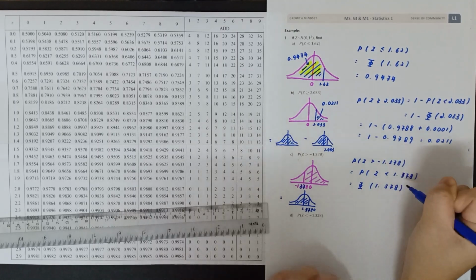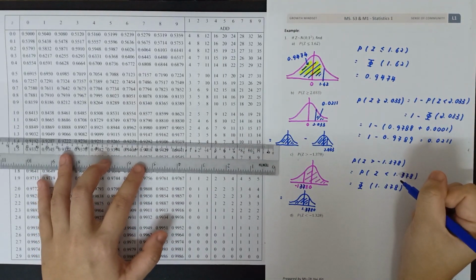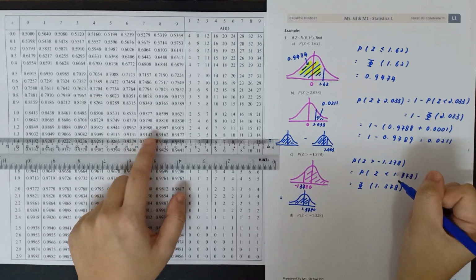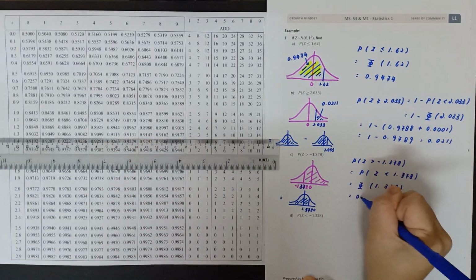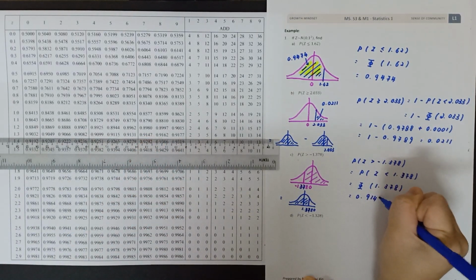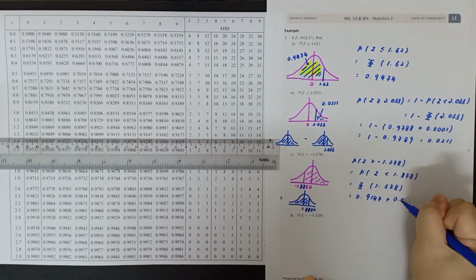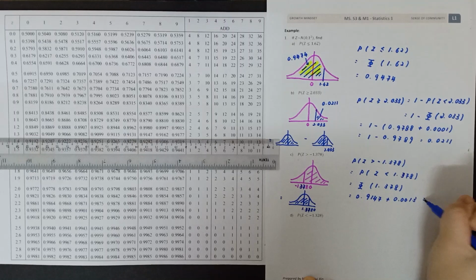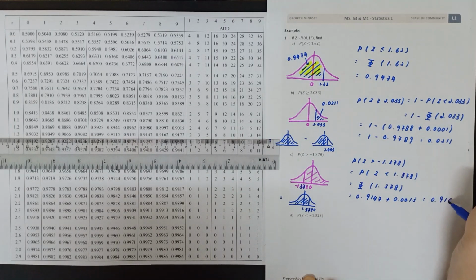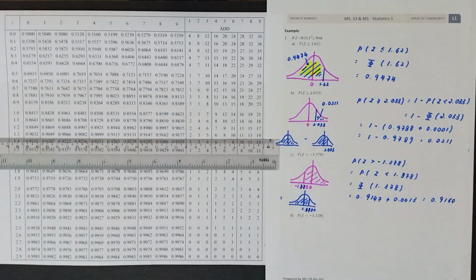1.378. Then you can read from your table 1.37, which gives you 0.9147. You are going to add the 8, which is 0.0013. So after you add them together, you will get 0.9160. Okay, then that will be your answer. Alright, okay, move on to D.